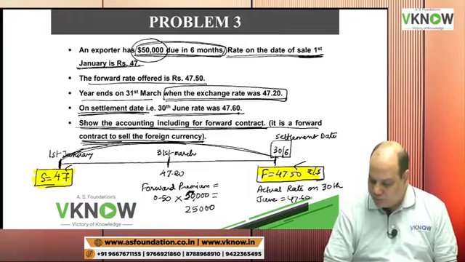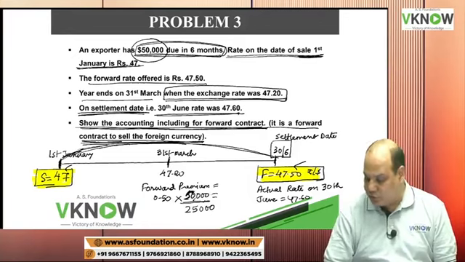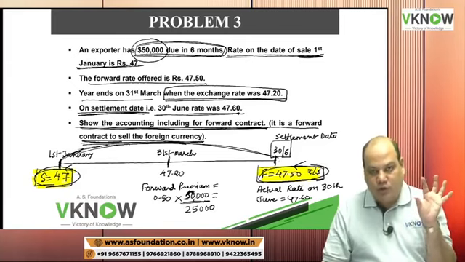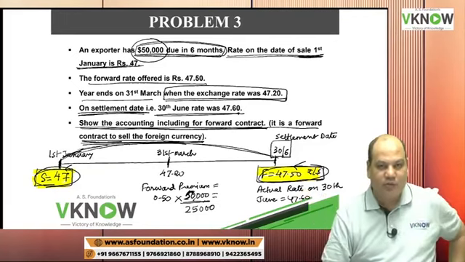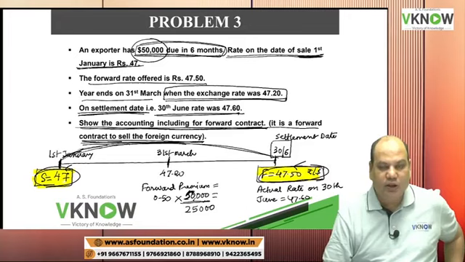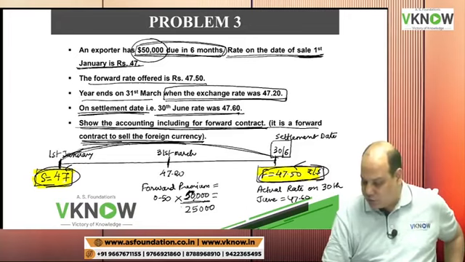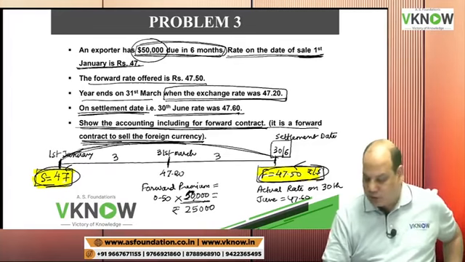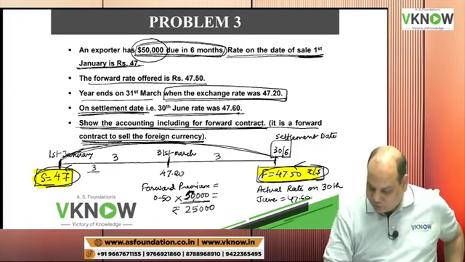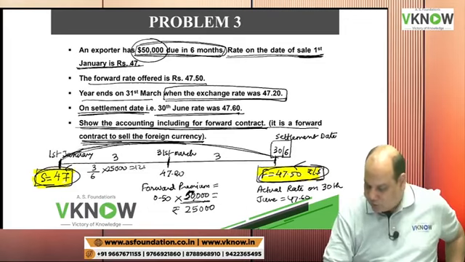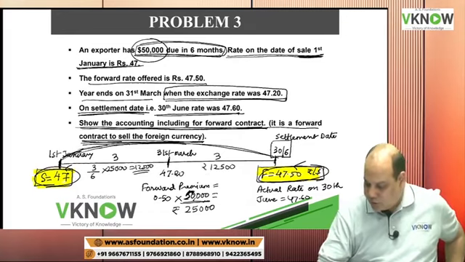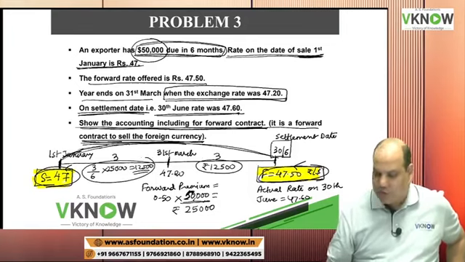The total value of the invoice is $50,000. Today the rate is 47, the highlighted numbers. Forward rate is 47.50. Only focus on spot and forward. 50 paise difference into $50,000. So that is your 25,000 rupees premium. So 3 months in this period, 3 months in this period. So my calculation will be easy. 3 by 6 into 25,000. 12,500 premium we will recognize in this period, and similarly 12,500 premium we are going to recognize in the next year.